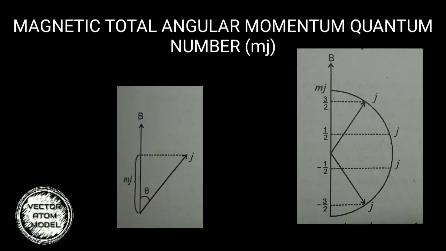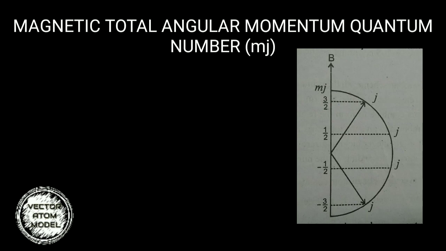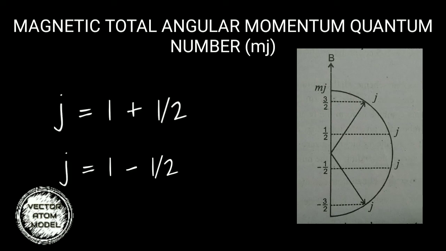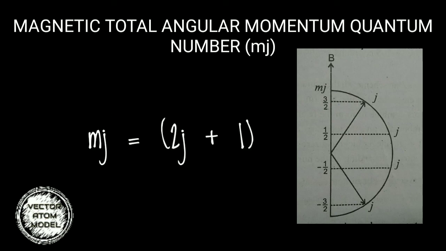The seventh quantum number is the magnetic total angular momentum quantum number. It is represented by the letters mj. This is the projection of the total angular momentum vector j on the direction of the magnetic field. j can have only odd half integral values, that is, j is equal to l plus 1 by 2 or j is equal to l minus 1 by 2. Hence, mj can have only 2j plus 1 values from plus j to minus j. 0 is excluded.